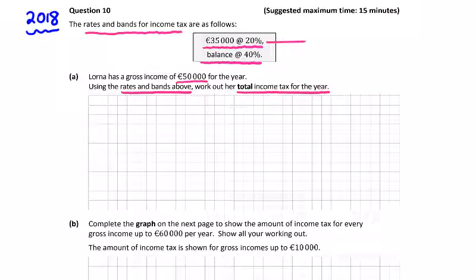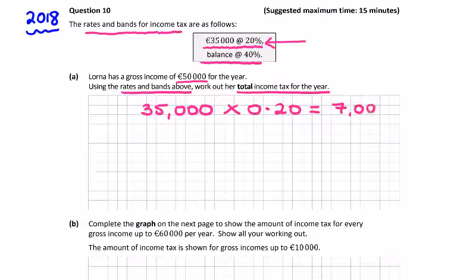No mention of tax credits in this question till part C. 35,000 at 20%. You can see here 15 minutes, take your time. 35,000 by 0.20. Check it twice on your calculator. Or just divide 35,000 by 5. A fifth is 7,000. The balance, write the income here, 50 is written here for us, 50.